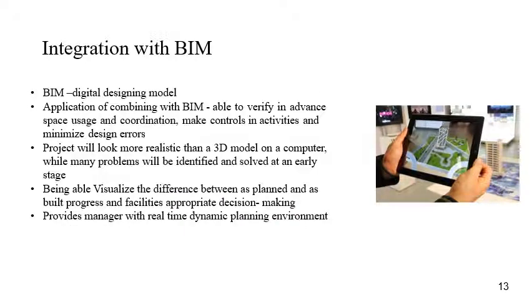Application of integration of AR or VR with building information modeling. Building information modeling is a process of digital design modeling. By combining BIM with AR or VR, they can drive the digital transformation. Some of the applications of combining with the building information model include verifying in advance the space usage and coordination among the activities to minimize the design errors before the actual construction takes place. So here the actual project will be more realistic than the 3D model on the computer, and hence many problems can be identified and solved at the early stage of the project itself.